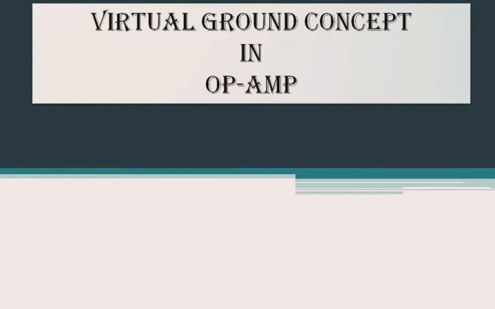Hello everyone. Today we are going to see the concept of virtual ground in an operational amplifier. Virtual ground is applicable in an operational amplifier only when it is operated in closed loop configuration. For an op amp operated in closed loop configuration, the virtual ground is applicable. In open loop, the virtual ground concept is not applicable.